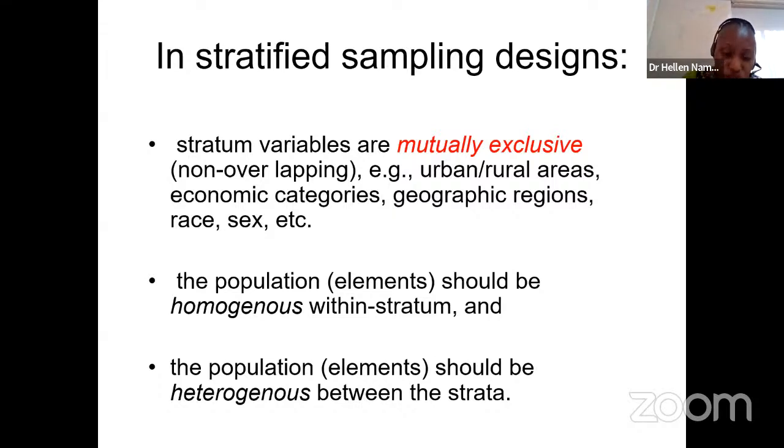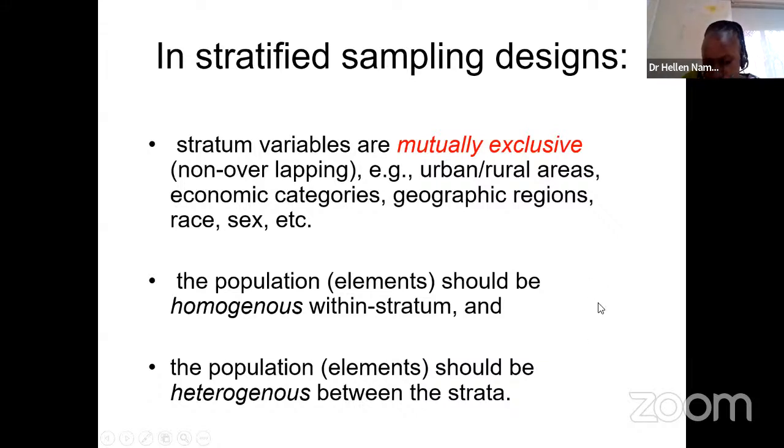But it's also important to note that the elements should be homogeneous. For example, if you're picking sex and then you stratify into males and females, you have to be homogeneous within the stratum. So you have the stratum for the females, and then you have the stratum for the males. They have to be homogeneous within. You're only having the females, and then you're only having the males. But they should be heterogeneous between the strata.